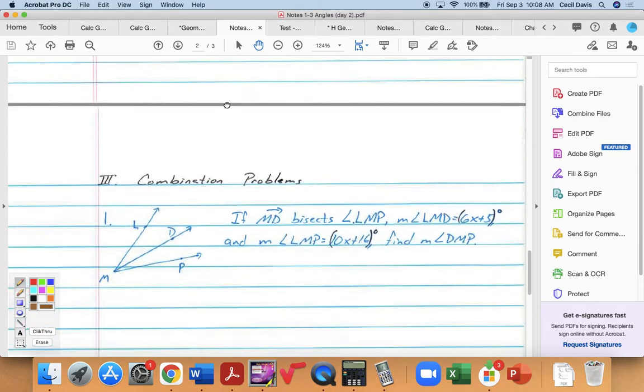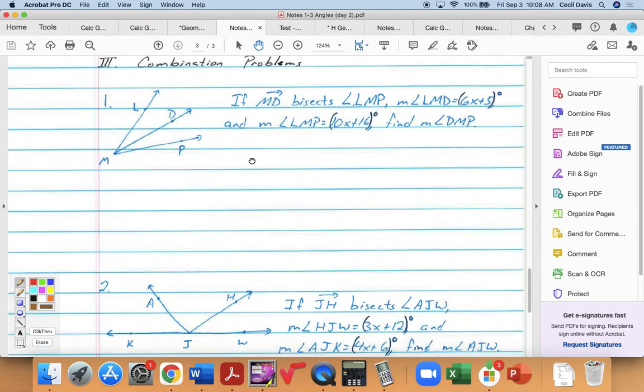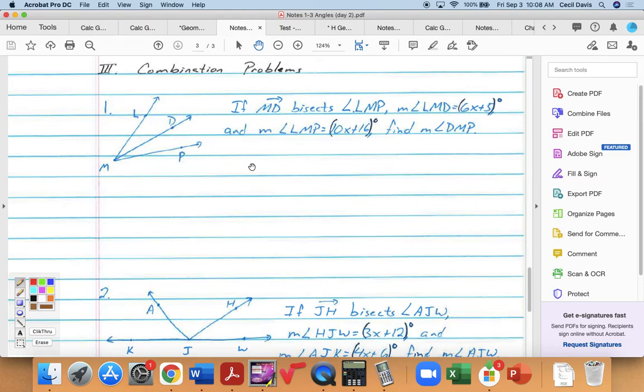All right, so now let's go to page 3, combination problems. This is going to involve both an angle bisector and being able to do the angle addition postulate. So let's take a look. It says MD bisects angle LMP. So before I go any further, I'm going to mark that these two are the same. Those two angles are congruent.